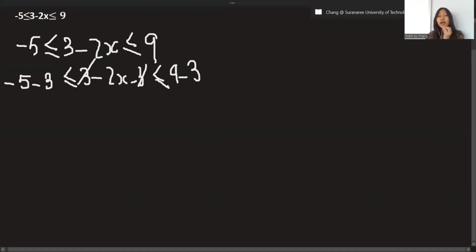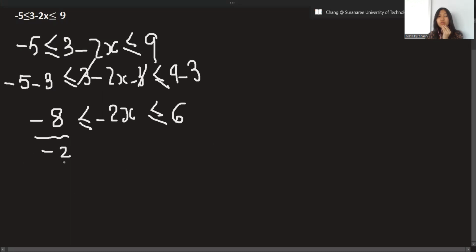These two will cancel out, and here will make minus 2x. Sorry, minus 5 minus 3, you will get minus 8. Here, 9 minus 3, you will get 6. All right, so we have to divide all these by minus 2. When you divide by minus 2, you will get 4. And when you divide minus 2x by minus 2, it will cancel out and x will be left.